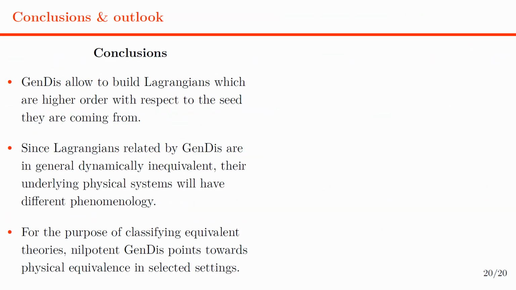Coming to the conclusion, we have proposed a definition of generalized Disformal transformation in the framework of geometric mechanics, which allows us to build Lagrangians of different order with respect to the seed ones, in particular of order 1 of difference, but we could generalize to higher order. And these Lagrangians describe in general new dynamics. So the underlying physical system we would like to describe in the field theory setting will have a different and more rich phenomenology than the starting Lagrangian.